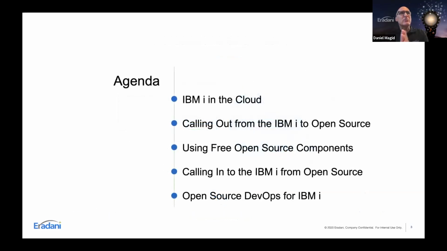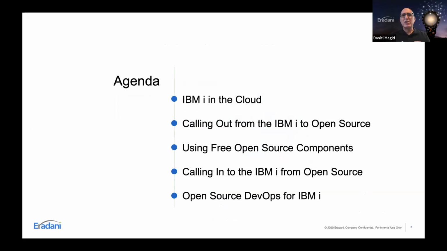So these are the things we're going to cover in our presentation today. We're going to talk a little bit about how you can do IBM i in the cloud, just like you can do any other platform in the cloud. We're going to talk about calling out from your IBM i to open source and how you can do that very, very easily. And then how you can use free open source components as part of your IBM i applications.